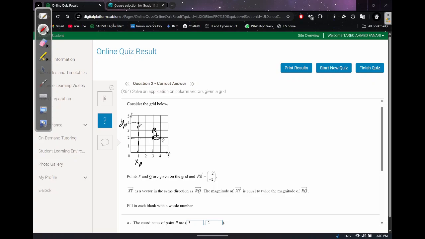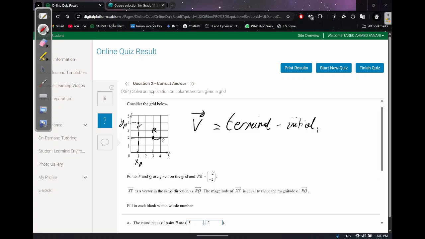But how do we know for a fact that this is true? Say we weren't given the grid. How would we know? They just gave us the points. So you use the same formula. Vector equals terminal minus initial.